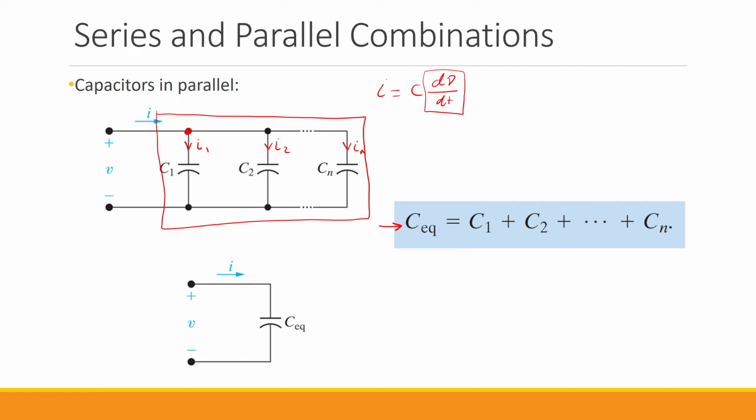You might ask, what happens to the initial voltage? First of all, if you want to connect a bunch of capacitors in parallel, you need to make sure that their initial voltage is the same. Otherwise, because of the equation we had, that may translate to having infinite current, which is not physically possible. But if all of them have the same initial voltage, that initial voltage is present for the equivalent circuit as well.